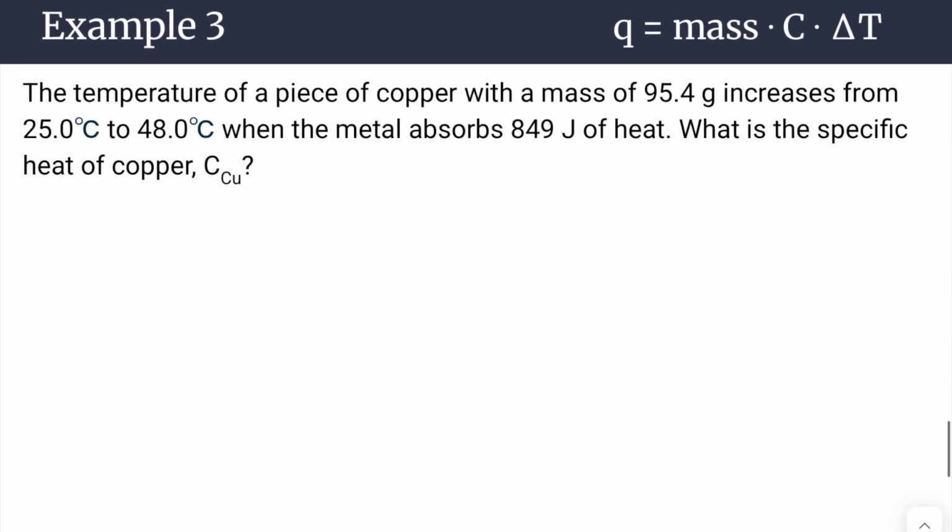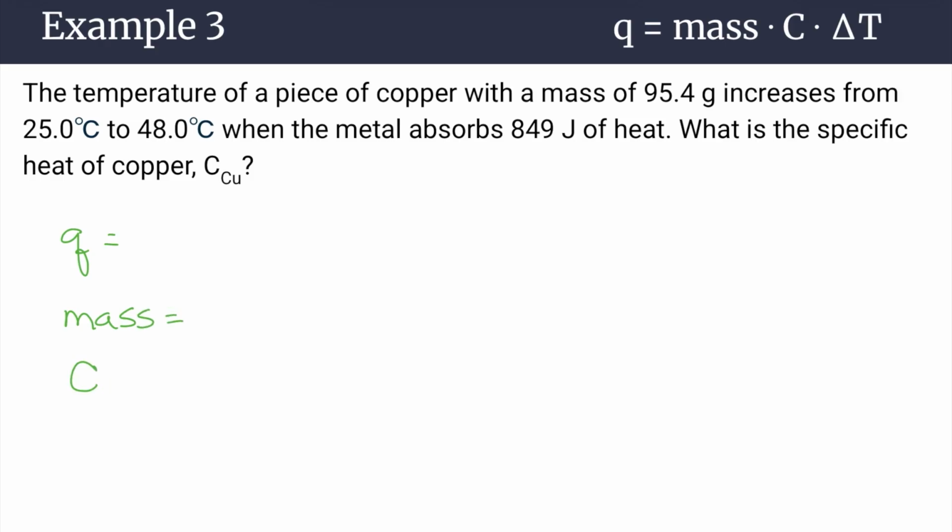All right, example 3. The temperature of a piece of copper with a mass of 95.4 grams increases from 25 degrees Celsius to 48 degrees Celsius when the metal absorbs 849 joules of heat. What is the specific heat of copper? So when we're looking at this, we still are looking at that heat. We have mass.